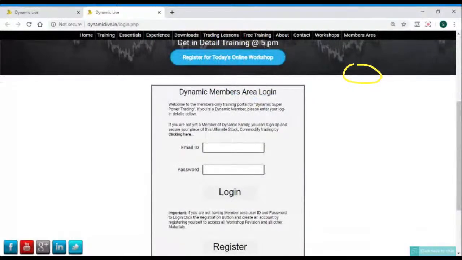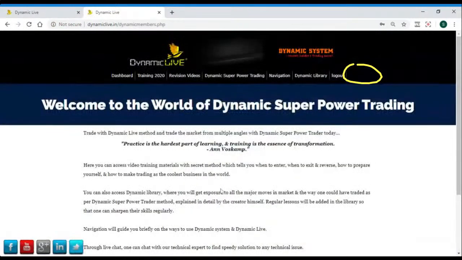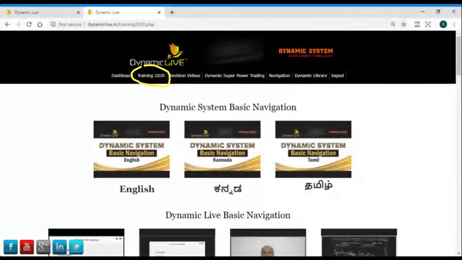Now once you have clicked on it, it will ask you for email ID and password. All those people who have subscribed for Dynamic Live, once your Dynamic Live is installed, you will be given a password to log into this members area. Use your credentials to log in. Once you have logged in, there's the members area, and in this members area you can see once again there is a menu, and in this menu it is written as Training 2020. Click on it once again. Once you have clicked on it, these are all the reference training videos that you will come across.